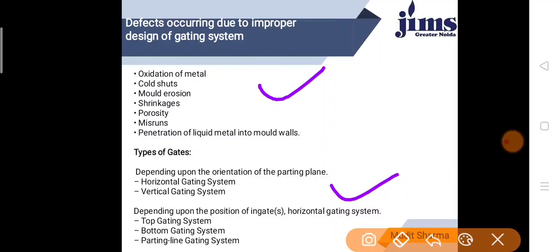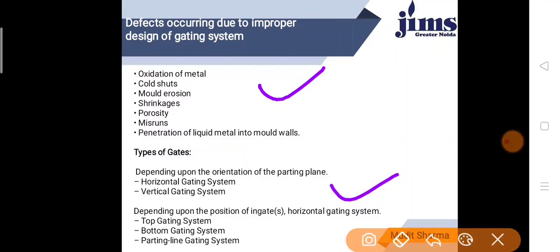Second one is the bottom gate. Bottom gates are used in this case. Turbulence or mold erosion is least, but the time taken to fill up is more. In this gating system, directional solidification is difficult to achieve because the metal continues to lose heat into the mold cavity. That's why these gates are best suited for large size castings.